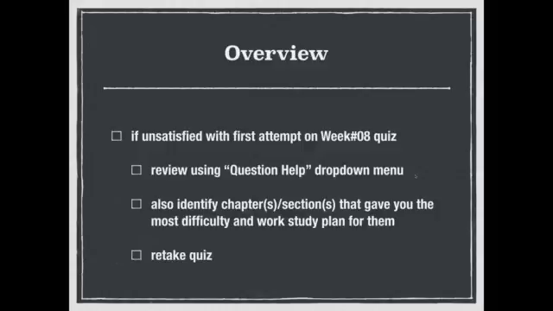You have a quiz here in week 8, and realize that you can use the question help drop down menu while reviewing that. So after your first attempt on the week number 8 quiz, if you're not satisfied with how you performed, make sure you review the questions that you got incorrect and use that help question drop down menu. Also, identify any particular chapter or a section in a chapter that gave you a lot of difficulty. So while you're reviewing the questions you got wrong from your first attempt in the quiz, see if you can notice any patterns in what you got wrong. Does it relate to a specific chapter or a particular section in a chapter?